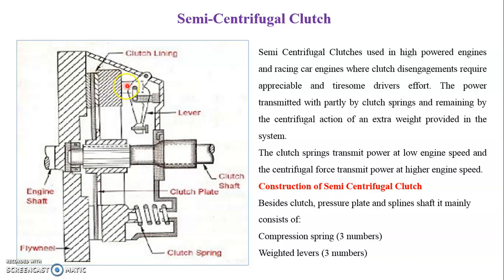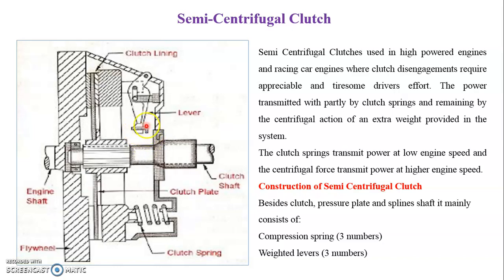If you see here, C is the weight. B is a hinge, hinged with the pressure plate. Here it is a fulcrum with the clutch cover, where the weights are attached. And here at D, an adjusting screw is there to adjust the centrifugal action.